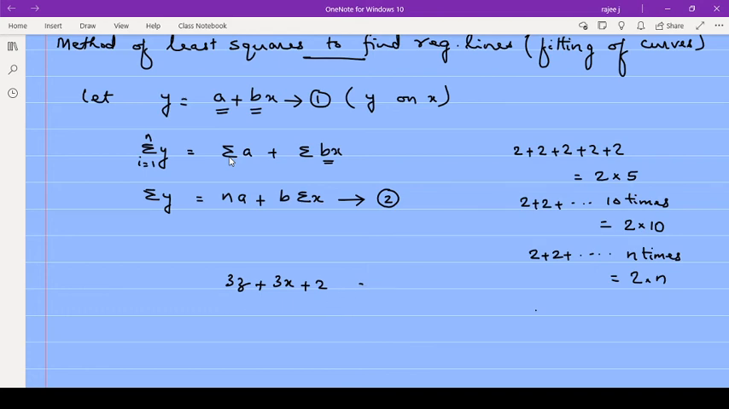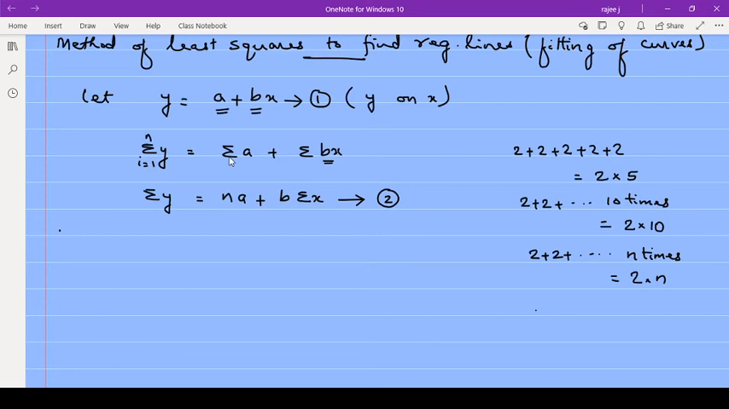So here also, if you look at this one, y equal to a plus bx, a and b are unknown, so we must have 2 equations to solve this question. To get that equation, we are doing all this process. Okay. So first one we got.